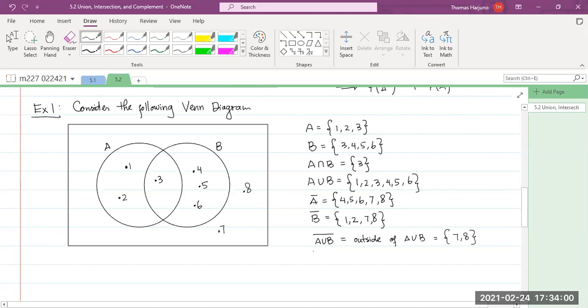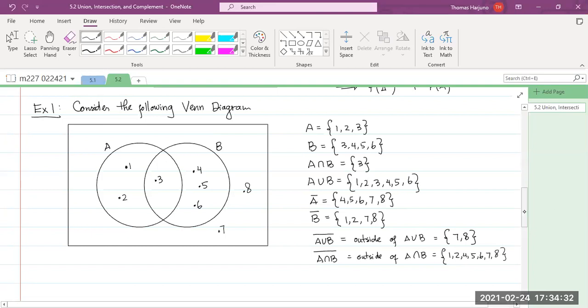How about the complement of the intersection? Is it none? Or 7, 8? It's everything except 3. That's right, because the intersection is only 3. So the complement of that 3 is 1, 2, 4, 5, 6, 7, 8.